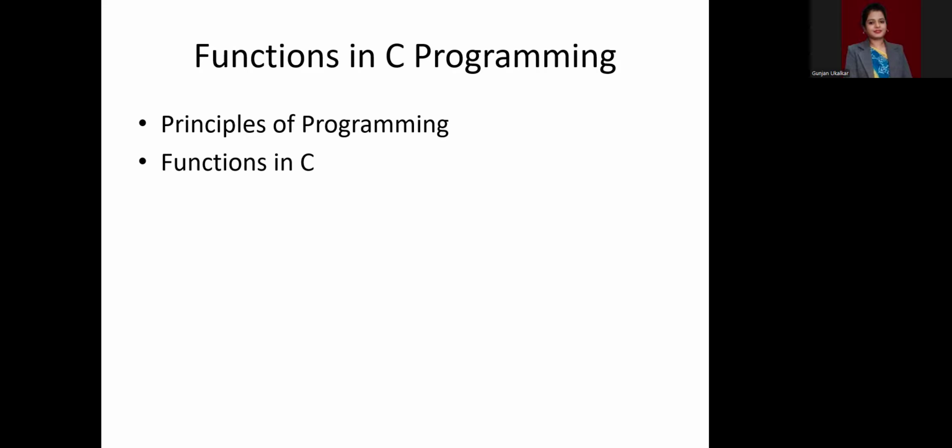Then what is the need or the importance of functions in C? Functions are used because they reduce code repetition, improve program readability, make debugging easier, allow code reuse, and support modular programming. For example, instead of writing addition logic again and again, we write it once in a function.